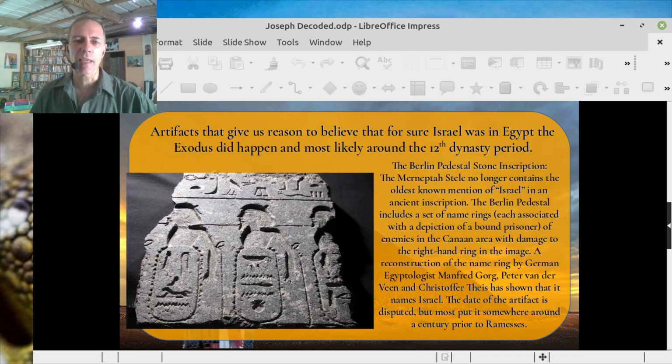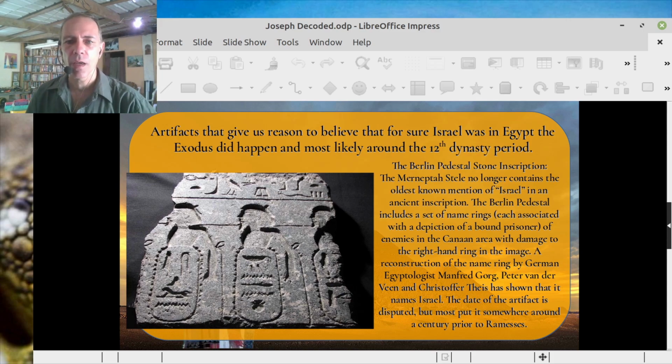Let's continue. Again, you can see on this piece of a stone inscription some name rings again. And this is called the Berlin pedestal stone inscription. And you can see that there are actually 3 name rings here on this piece of the pedestal, with the third one being kind of broken off. And it's the third one that's semi-broken off that's actually important because they've rebuilt it, reconstructed it between several archaeologists and have an idea of what it really is.